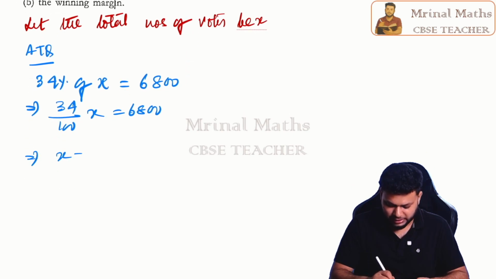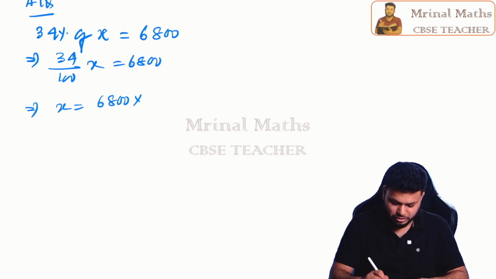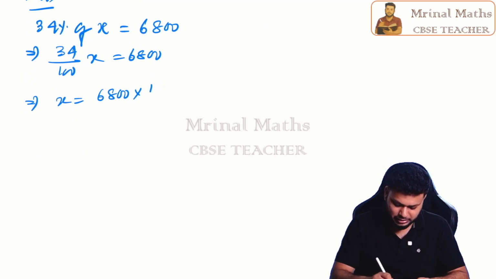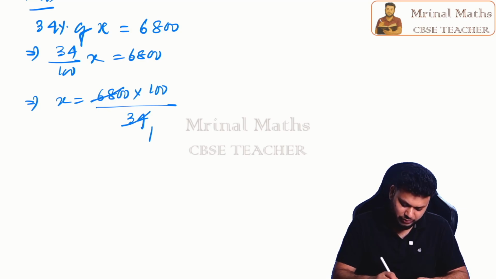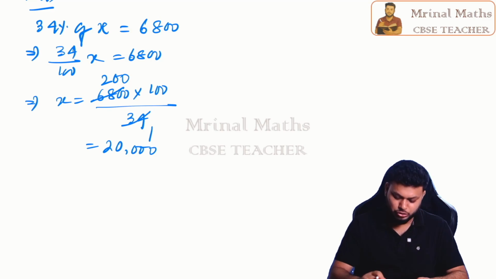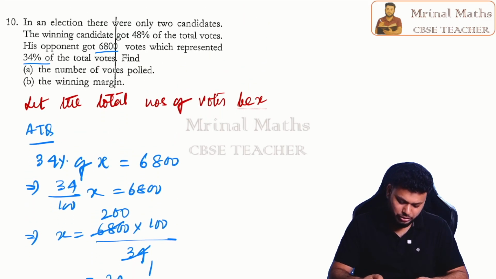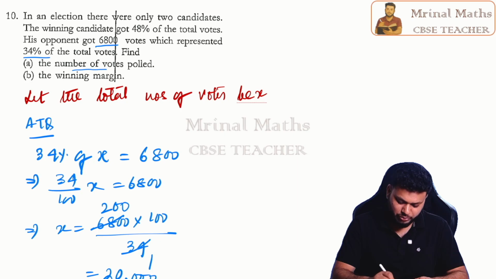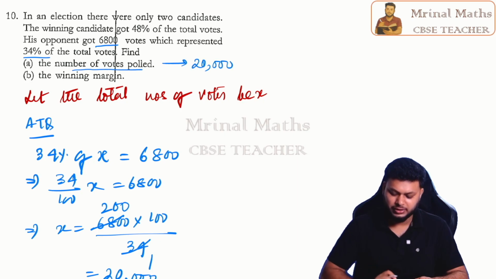This implies X equals 6800, changing them to the other side, 100 by 34. Okay, 34 ones are 34, twos are 0 and 0. So you have 20,000 votes. Total how many votes were polled? So the total number of votes polled is 20,000. This is what we just got right now.